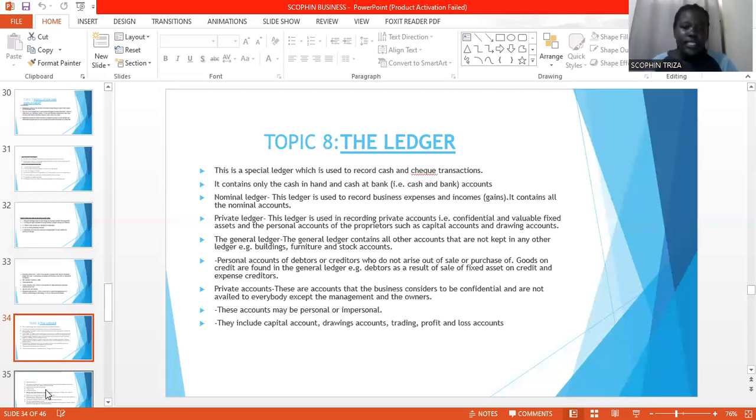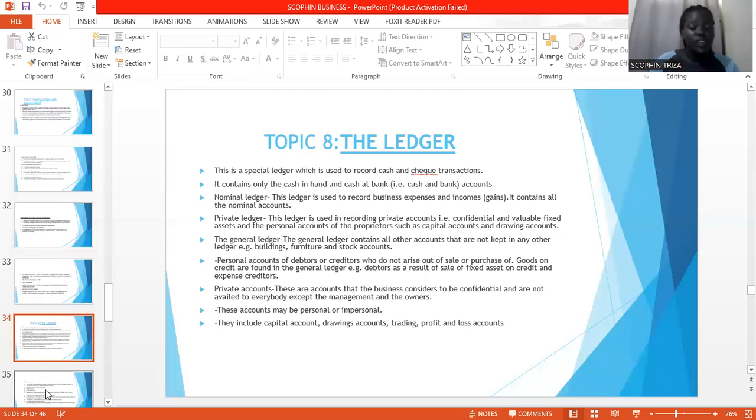Now, the nominal ledger is a ledger used to record business expenses and incomes. In other words, it is used to record the gains and losses in a business. It contains all the nominal accounts. And the private ledger is used to record private accounts. It is very confidential and contains valuable fixed assets and the personal accounts of the proprietor, such as the capital account and the drawings account, in detail.